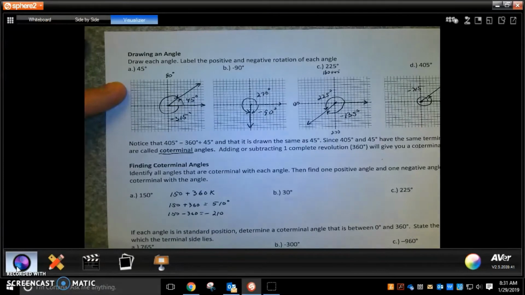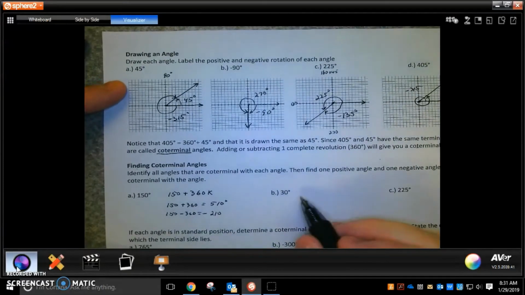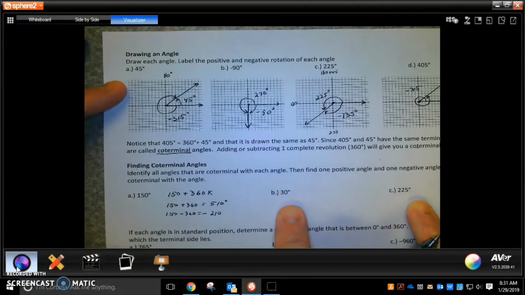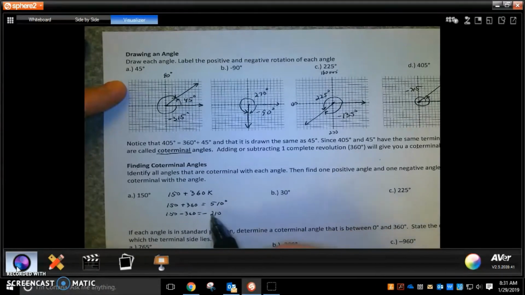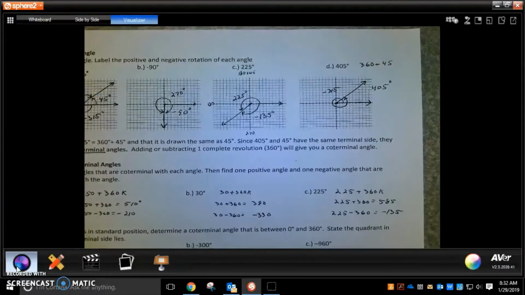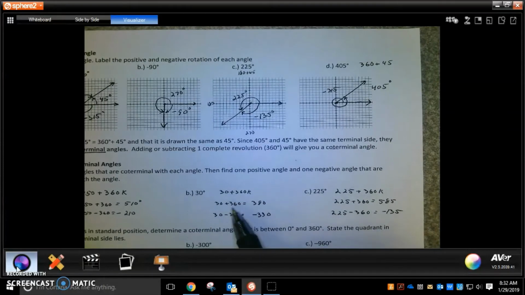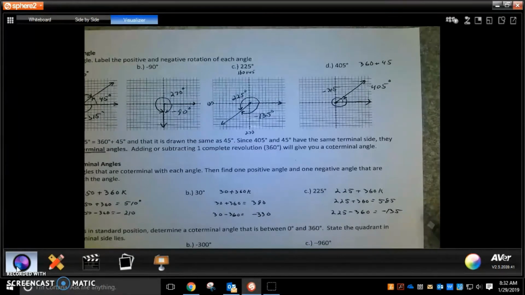Okay? So see if you can come up with all coterminal angles for the next two, and then one specific positive angle that's equal to that, and one specific negative angle that's equal to that. And this is what you should have come up with. For the 30 degree angle, 30 plus 360k. If you add 360, you'll get 390, and if you subtract 360, you'll get negative 330. Same with the 225. So these are the answers you should have come up with.